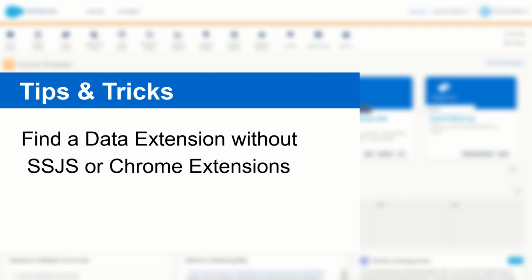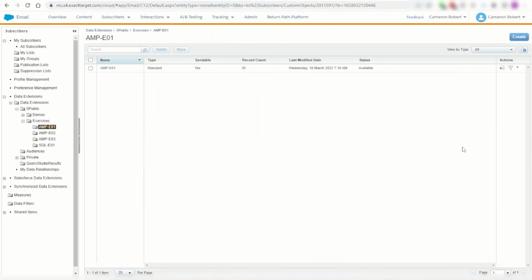In this video I'm going to show you another Marketing Cloud tip and trick, this time how to locate a missing data extension without using any SSJS or Chrome extensions. I recently had a member of the community ask, how can I find a data extension if my IT security team won't let me install any Chrome extensions and I don't know how to write SSJS? Well, here is a quick solution to find those missing data extensions.